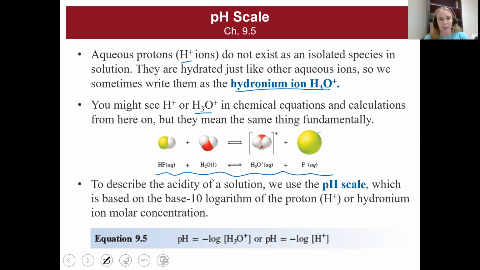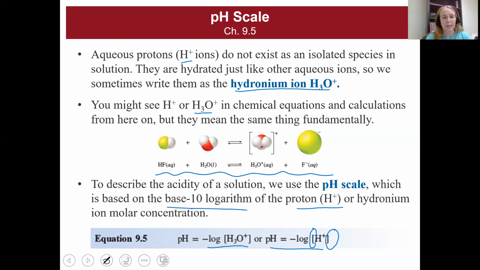To describe the acidity of a solution, we use the pH scale, which is based on the base 10 logarithm of the proton or hydronium ion molar concentration. So either one, they're interchangeable, like I said. You might see it as pH equals minus log of hydronium ion concentration, or minus log of hydrogen plus concentration, or proton concentration. These brackets that you see here, we translate as the concentration of usually ions, but sometimes just solutions. So if you see brackets, that means we're talking about concentrations.